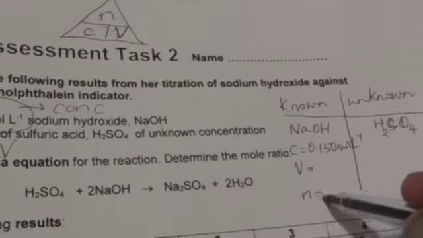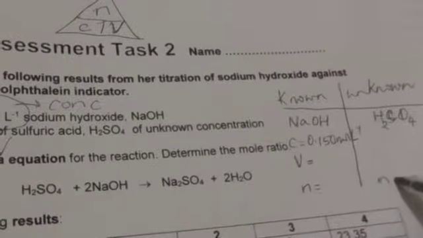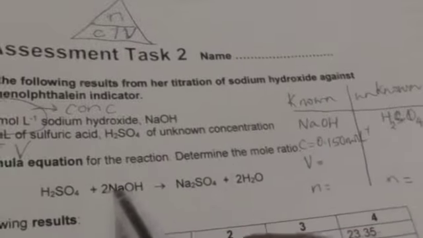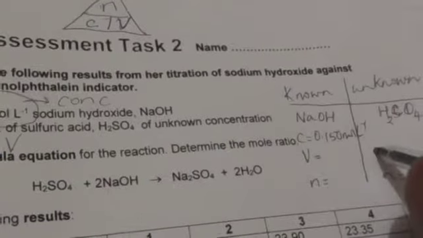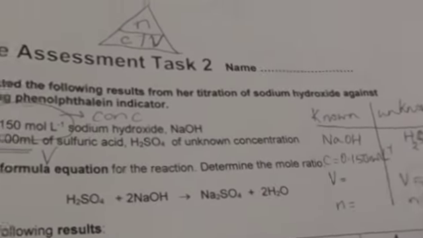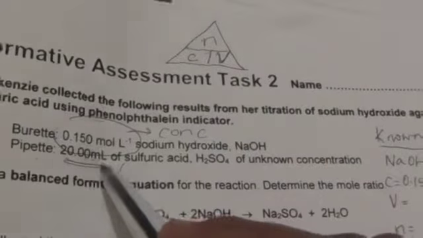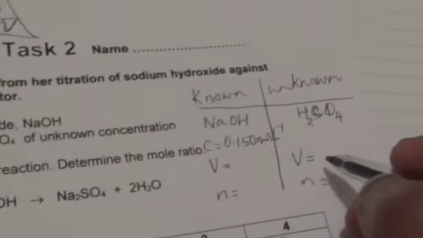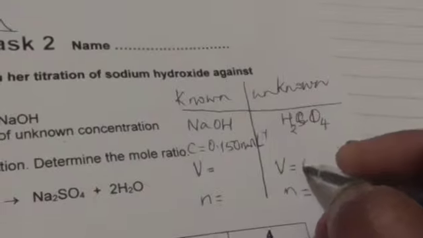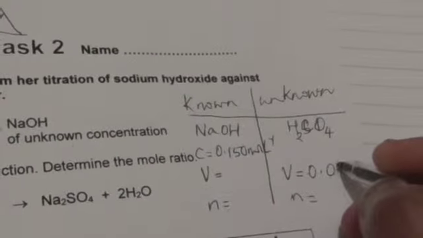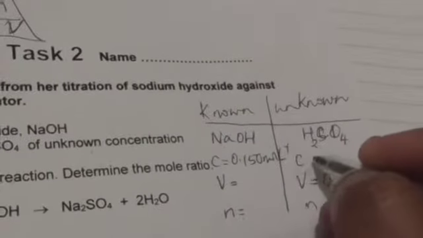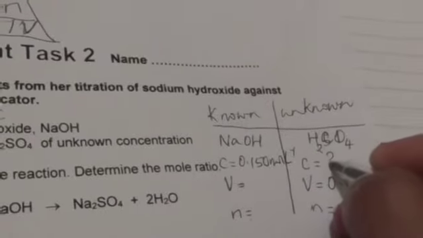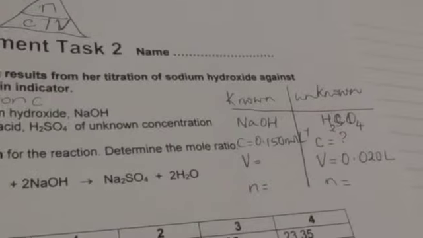I use that to calculate the number of moles of sulfuric acid, which we need to go back to the balanced equation for. We are already given the volume of sulfuric acid. We know the sulfuric acid is 20 milliliters. So 20 milliliters, I convert that to liters, that is 0.020 liters. And I don't know the concentration, I need to calculate the concentration. That's the whole idea of the experiment.